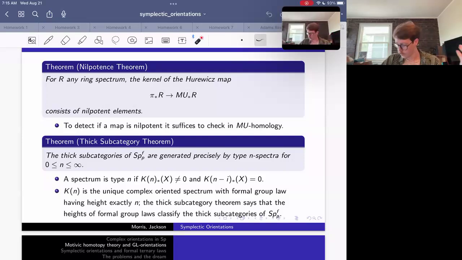If you're unfamiliar with thick subcategories, it's a way to think of the whole category of spectra as a ring, and the thick subcategories are like the prime ideals of this ring. So we're detecting the spec of this category. This is why it's called the Balmer spectrum, as some people call it.